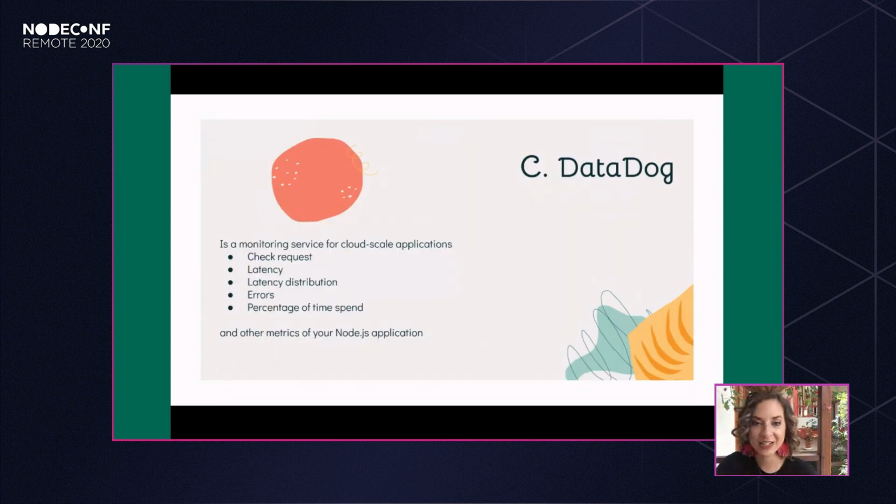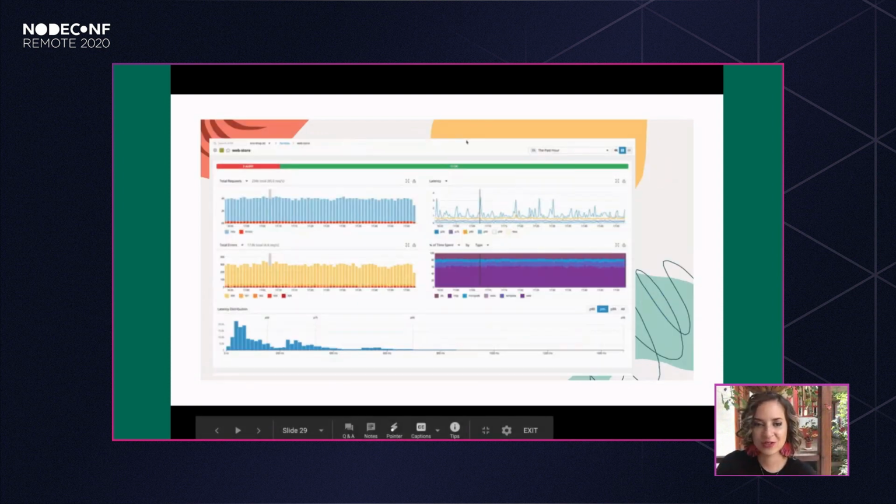We also have Datadog. Datadog is very popular. It's a monitoring service for cloud-scale applications, providing monitoring of servers, databases, tools, and services through a SaaS-based data analytics platform. With Datadog, you can check requests, latency distributions, error percentage, time, and others, as we can see here.